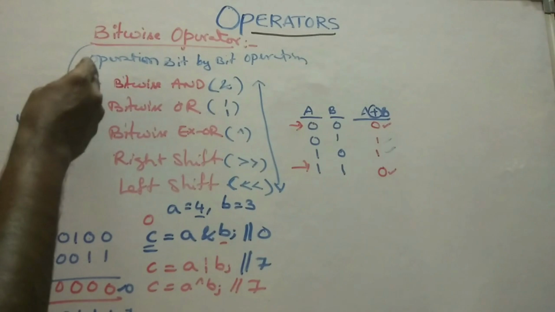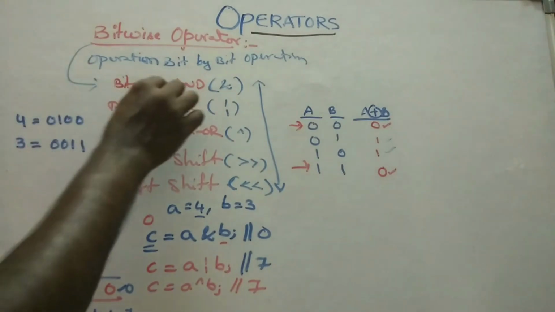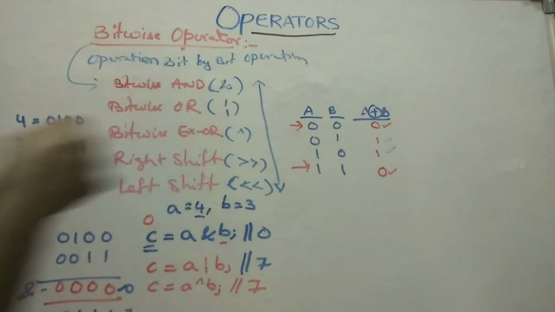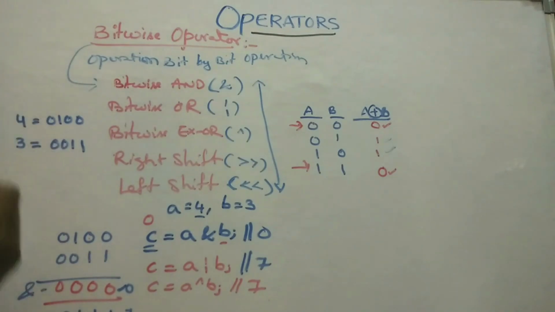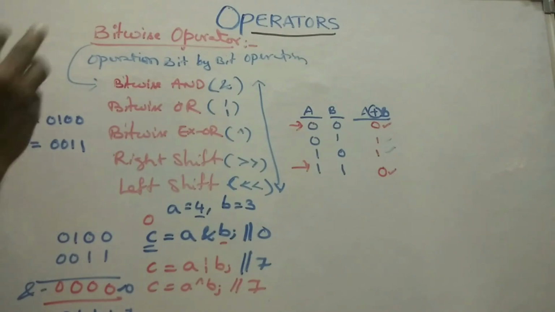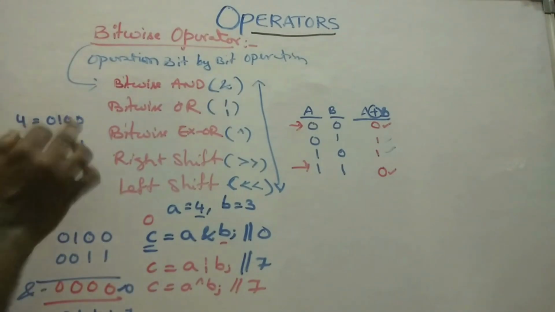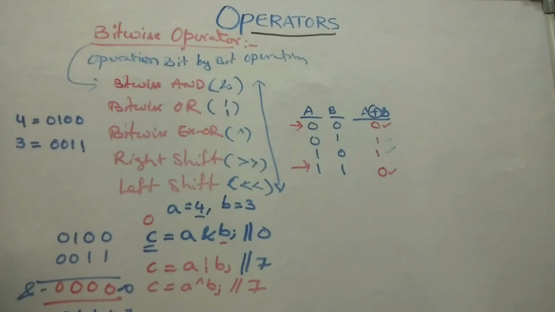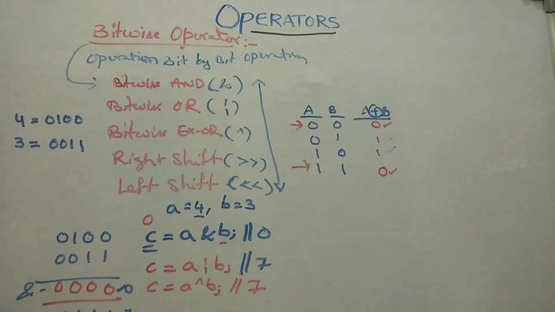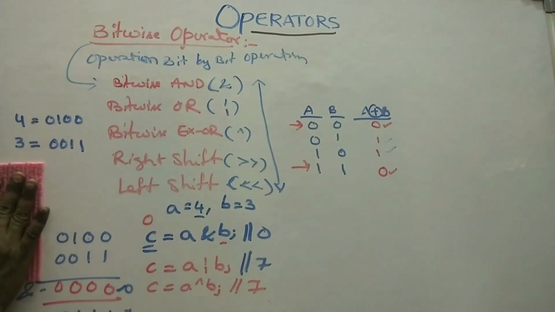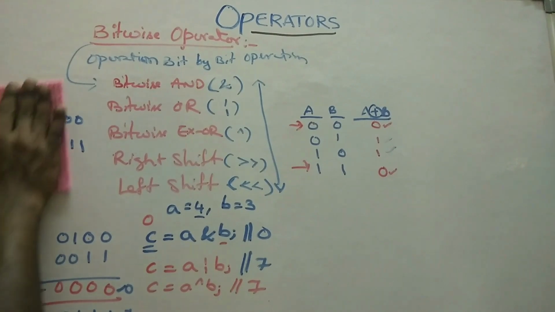Are you clear? How we implement the bitwise operators: bitwise AND and bitwise OR, we perform the operation bit by bit position based on the truth table of the logical AND gate, logical OR gate as well as exclusive OR gate. Based on those truth tables we apply it bit by bit position. Clear? And now we will see what is meant by right shift and what is meant by left shift. Now we can see the right shift and left shift operators.